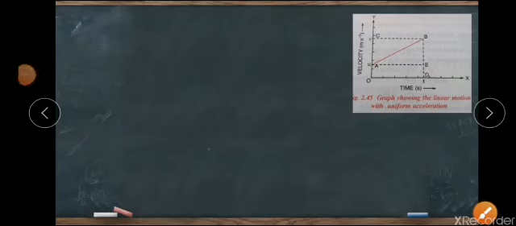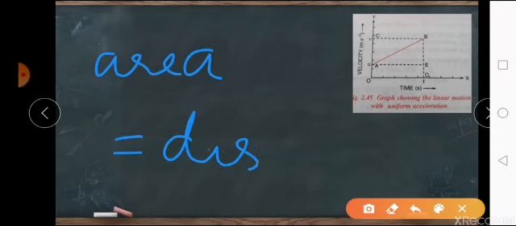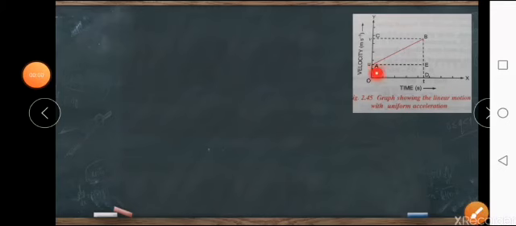Now, to find out the second and third equations of motion, we are going to use the second condition which we have learned, that is, the area under the graph will give you the displacement S, right? So this is the condition which we are going to use to find the second and third equations of motion. Now if you go through this graph, area under the graph means area under the line AB.